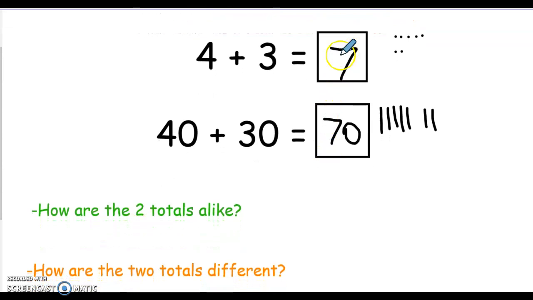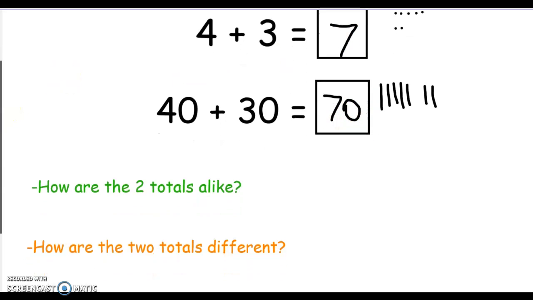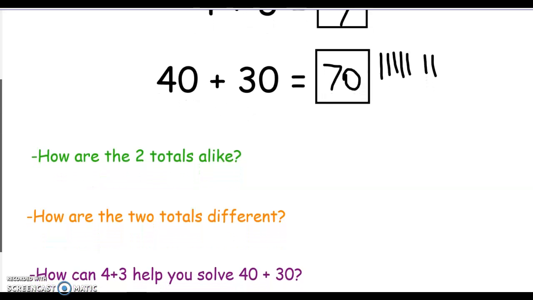Now, I want you to look at these 2. How are these 2 totals alike? Meaning, how are they the same? Yep, I can see that they both have the number 7. But now let's think about how are these 2 totals different? Maybe you mentioned that 70 is a much larger number. It's worth more. It has a 0 on the end. And 7 is worth less. And it's just a single-digit number.